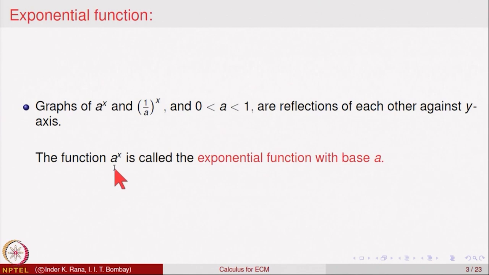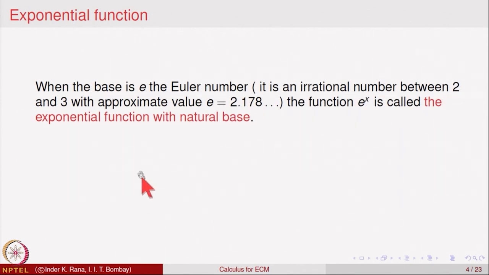Both these functions, or for any a bigger than 0, the function x going to a raised to power x is called the exponential function, and this number a is called the base of that function. So it is the exponential function with base a. When this base is the number e, e is a very special number on the real line which is bigger than 1. It is a number between 2 and 3, and its approximate value is 2.718. It is an irrational number, so you cannot write its exact value. In the previous lecture, we had seen how to define e using limits of sequences. This is called the Euler number. When this particular base e is taken, we say that the exponential function has natural base. So when we say we are considering the exponential function with natural base, that means the value of a is taken as e, the Euler number.